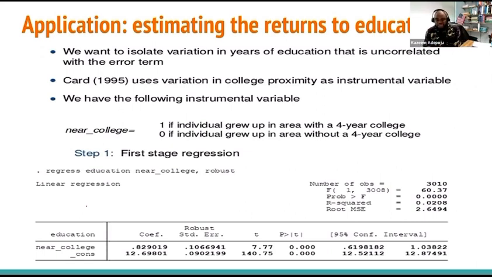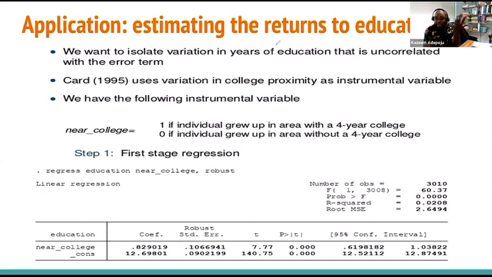The use of the instrument is just for us to be able to split that into two. In one part, the years of education will be correlated with the error term. In another part, the years of education will not be correlated with the error term. That is exactly the variation we want to isolate. Isolating that will be used to estimate the slope that we can trust, the one that is going to be consistent. And that's why Professor Card in 1995 used variation in college proximity.